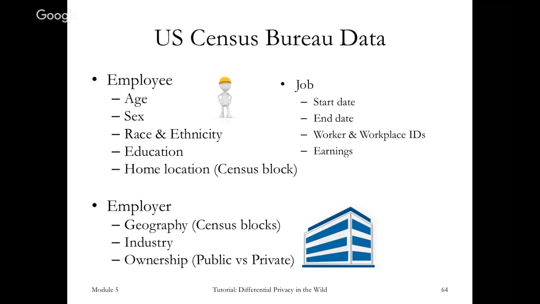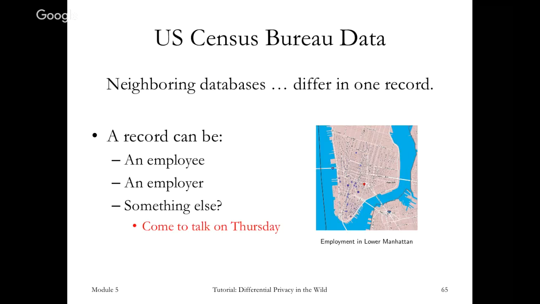As a third example, let's come back to this US Census Bureau example that we talked about, this OnTheMap thing. Well, you have two kinds of entities here. You have employees and employers, and both of them have to have some privacy protection. So what's your neighboring database here? Is a record an employee? Is a record an employer? Is it something else?